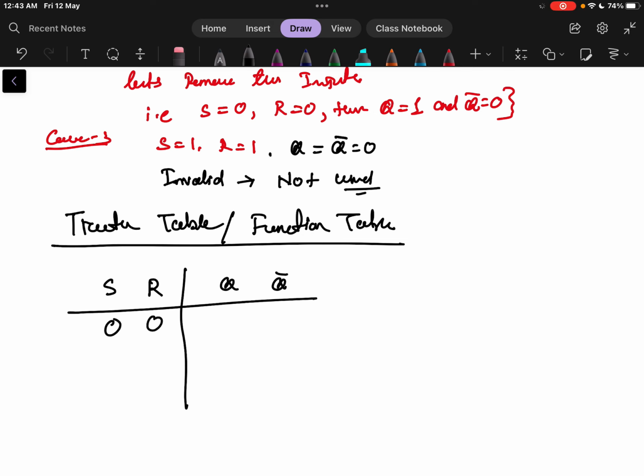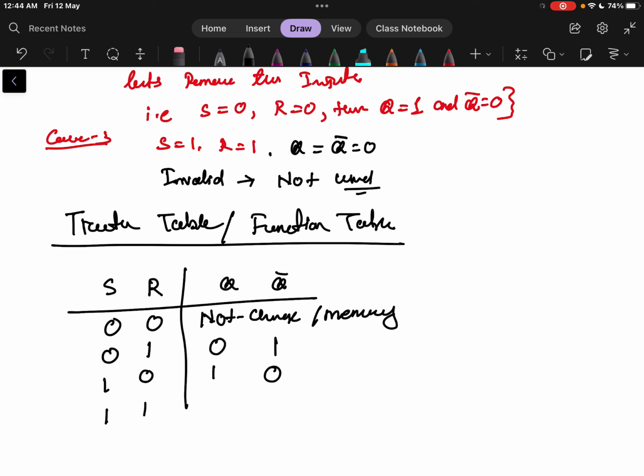All the possible combinations are 0 0, 0 1, 1 0 and 1 1. For 0 0, what have we seen? It is a no change state, or we can say this is a memory state. So whatever you write, it is correct. Next, when S equals 0, R equals 1, this is the reset state. Reset state means Q is 0 and Q bar will be equal to 1. Next, if S equals 1 and R equals 0, in this case it will be the set state. This is the reset, this is the set, and when it is 1 1, it is not used.